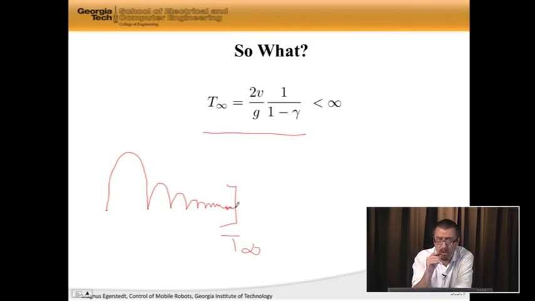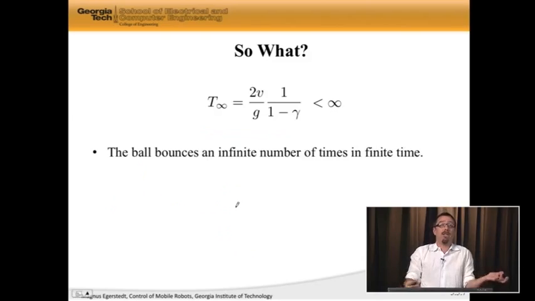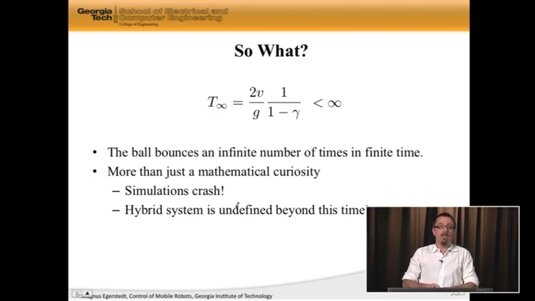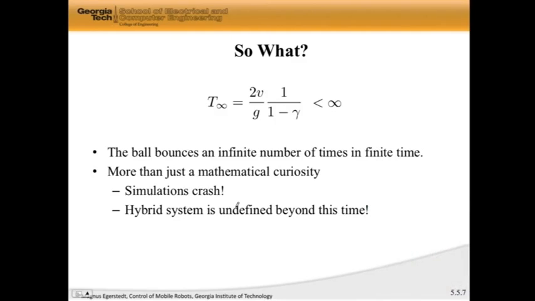And our model is just going to keep computing bounce after bounce after bounce, faster and faster and faster. And this is actually a serious problem that causes our system to crash. So the ball bounces an infinite number of times in finite time. And like I said, this is not just a mathematical curiosity that shows that we can compute geometric series. It means that if I'm simulating it, then my simulation would crash. In fact, I encourage you to write this exact model into your favorite simulator and watch it crash.